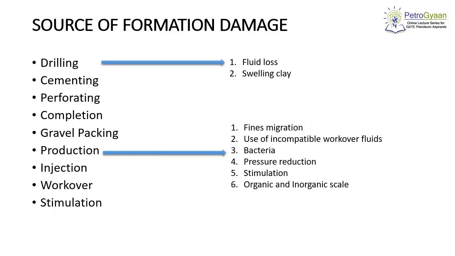So now let's talk about source and damage mechanisms in detail. If we talk about sources of formation damage, from spudding of the well to the abandonment of the well, we are doing many activities like drilling, cementing, perforation, completion, gravel packing, and production. Production is done for 20 to 30 years. So during that span, we are doing activities directly to the reservoir. We are doing activities in downhole perforation.